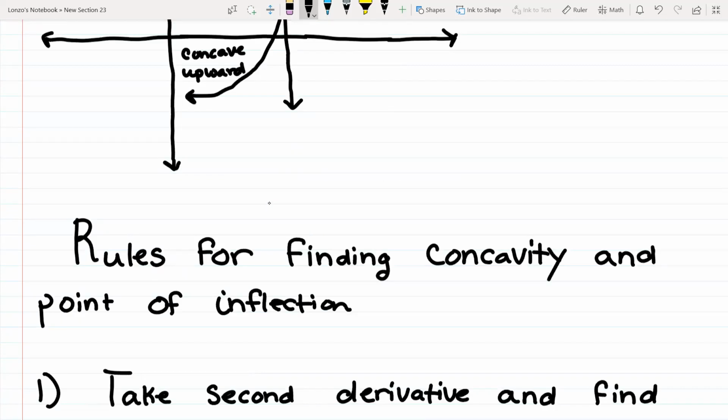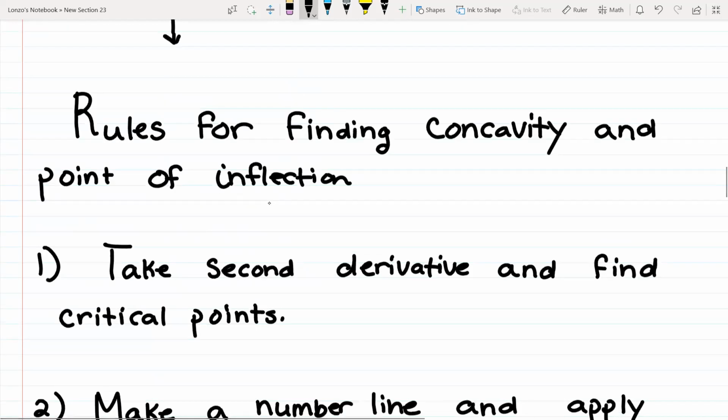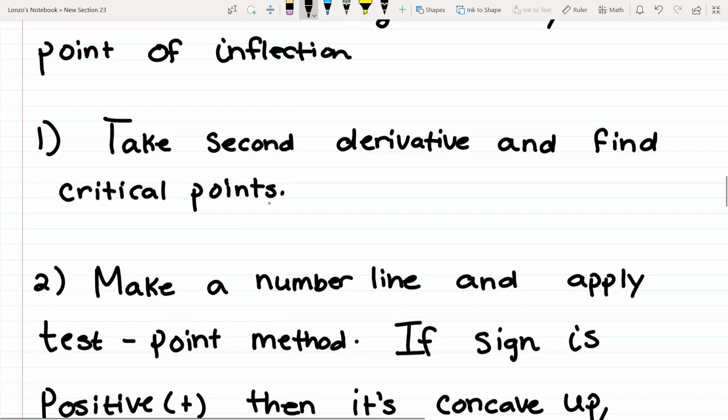So now you know what it looks like on a graph. Now let's figure out how to find it. So, rules for finding concavity and point of inflection. What I would do first is take the second derivative, not the first one, but the second, set it to 0 and find your critical points, right?